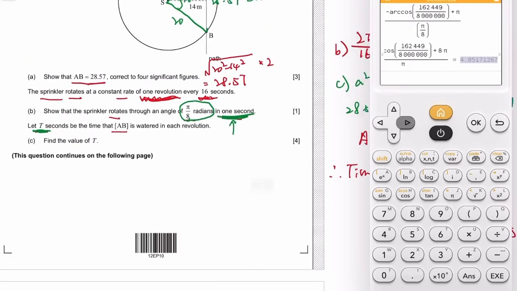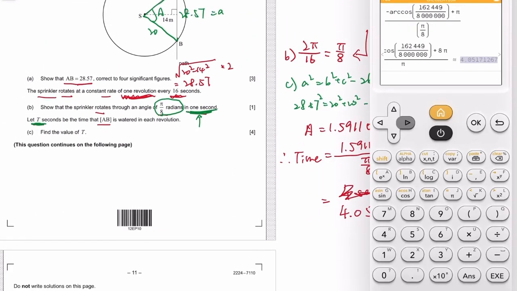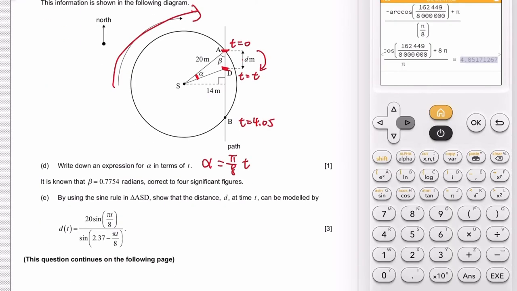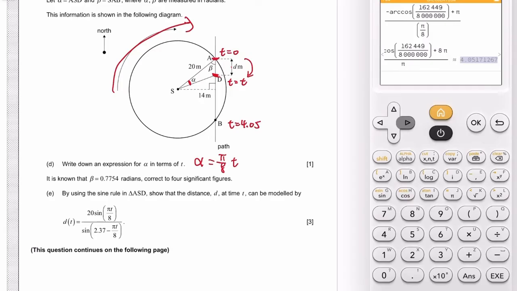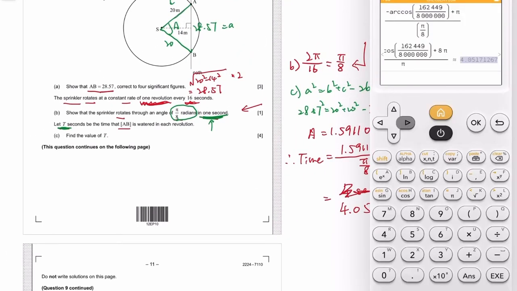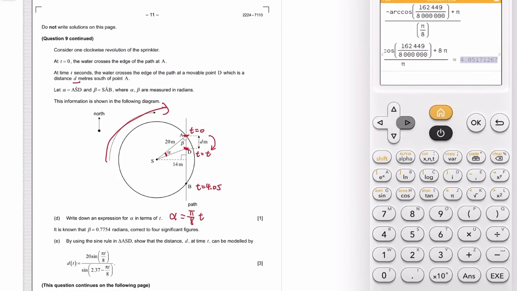Well, again, the thing covered pi over 8 radian in 1 second. So if it takes T seconds to go from point A to point D while covering the angle of alpha, alpha would be pi over 8 times T. This is just weird. If you don't understand this pi over 8 in a second conversion, you would totally lose this 4 mark. You would lose this 1 mark.